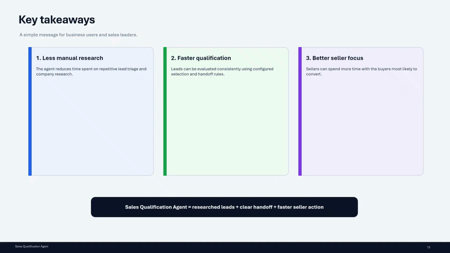to convert. So, in simple words, sellers are spending more time on the more useful leads, and that's why the sales qualification gives sellers researched leads, a clearer handoff and a faster action.